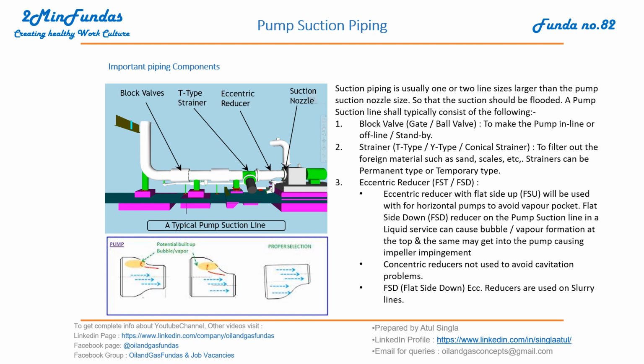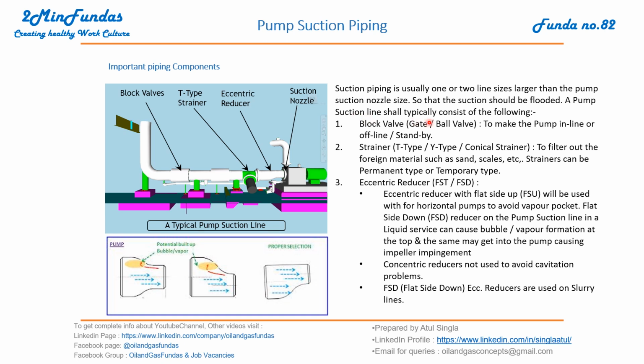The suction line is usually one or two sizes larger than the pump nozzle, so that the suction should be flooded. As we have discussed in the previous video, we have to avoid cavitation here. So we want this to be flooded always, so there will be no chance of cavitation.